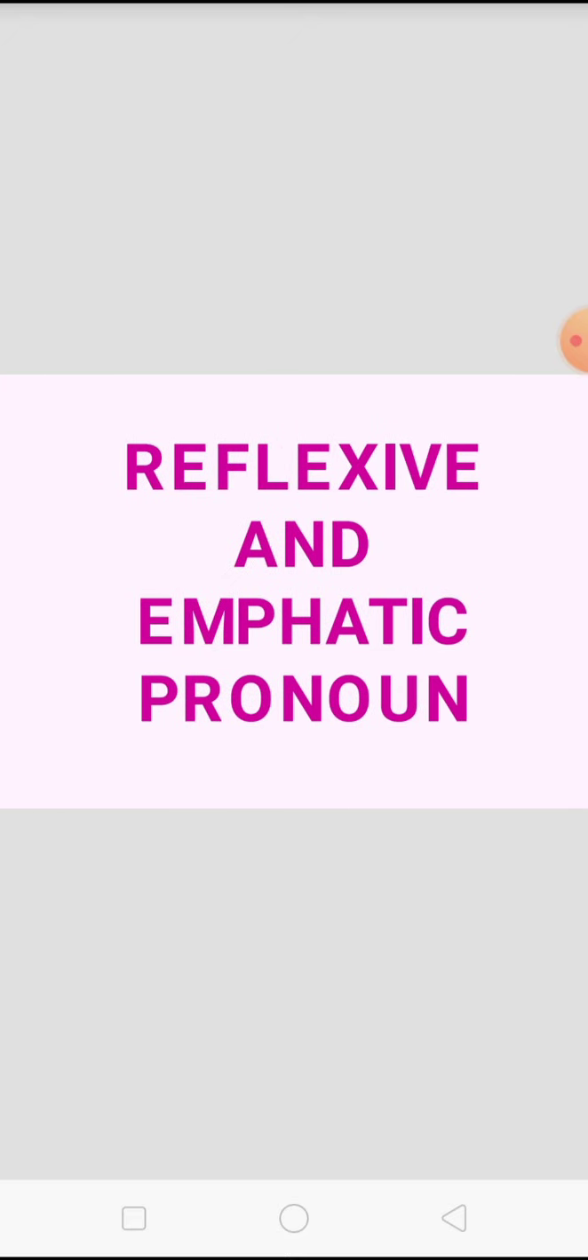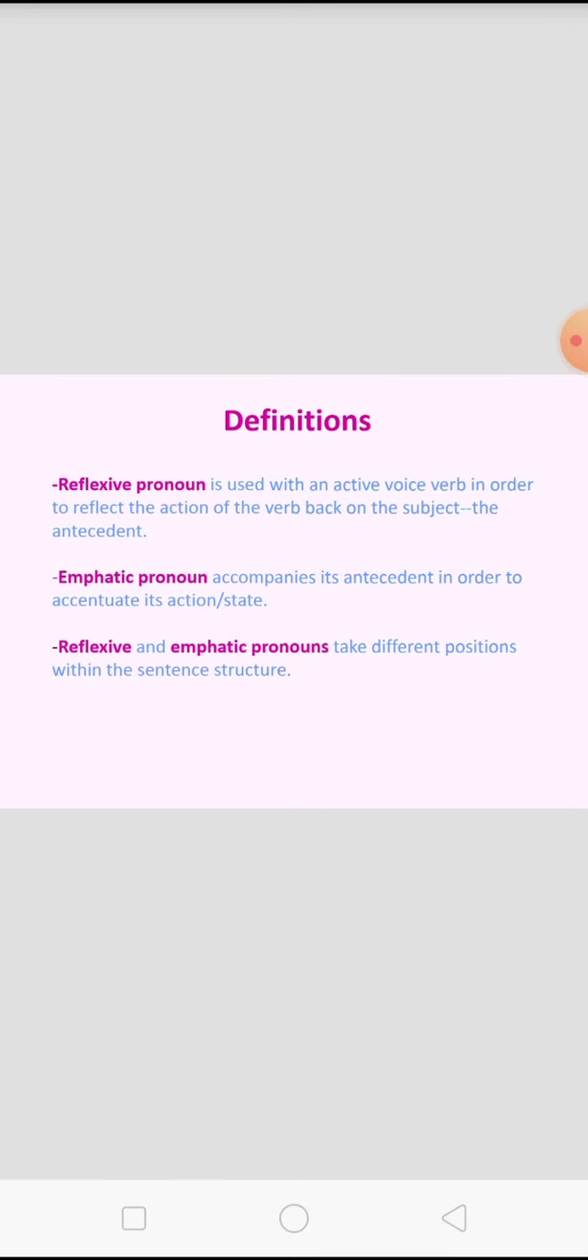Reflexive and emphatic pronoun. Definition. A reflexive pronoun is used with an active voice verb in order to reflect the action of the verb back on the subject, the antecedent. An emphatic pronoun accompanies its antecedent in order to accentuate its action or state. Reflexive and emphatic pronouns take different positions within the sentence structure.